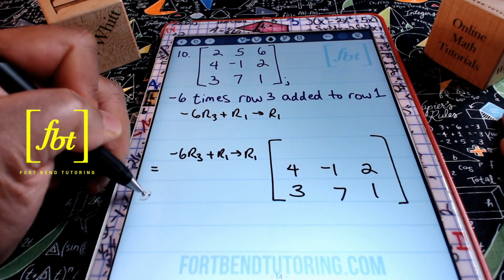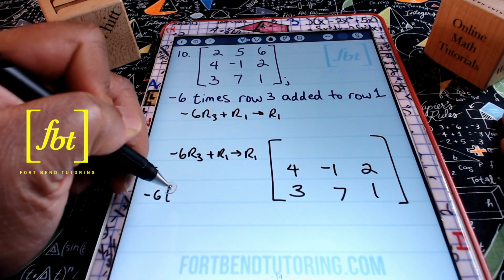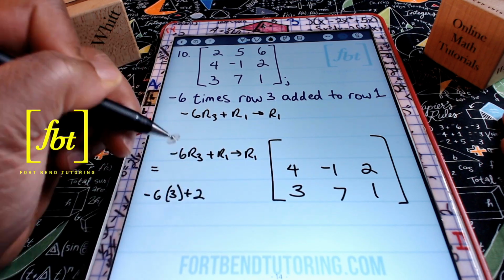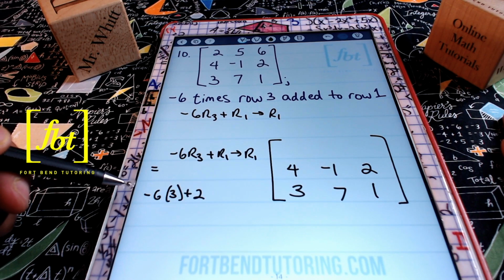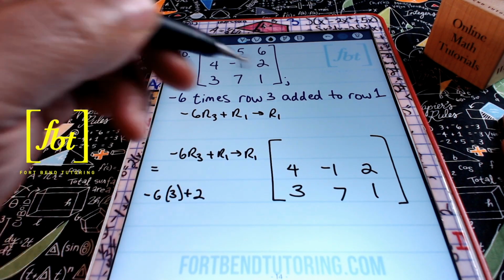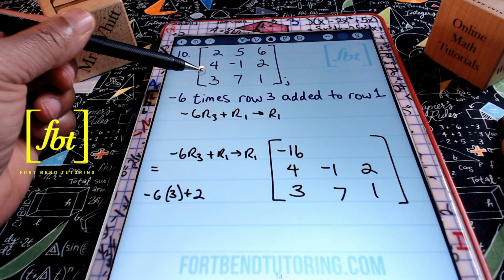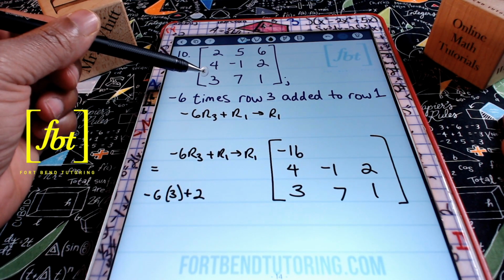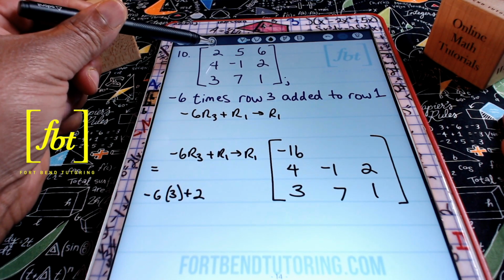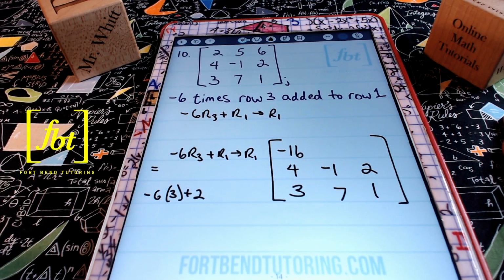So I'll begin with negative 6 times 3 plus 2. This gives me negative 18 plus 2, which gives me a result of negative 16. Once again, we multiplied negative 6 times the elements in row 3, and then added that to row 1, then wrote the result in row 1 in our resultant matrix.